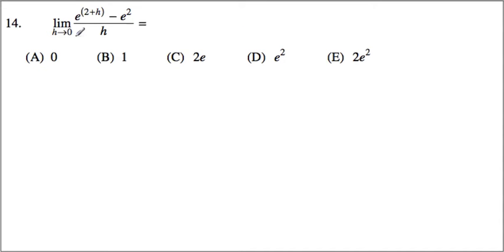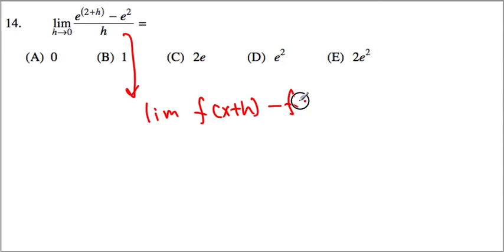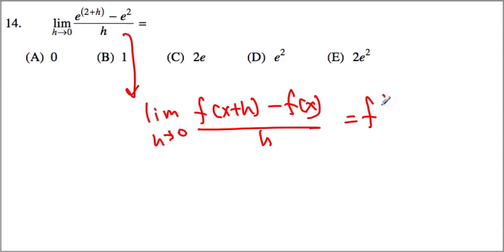Alright, as h approaches 0. In fact, what does this represent? Yes, this represents the limit of the function f of x plus h minus f of x over h as h approaches 0. In other words, this is the derivative of the function f of x. Now then, this must be the derivative of the function. What is that function?